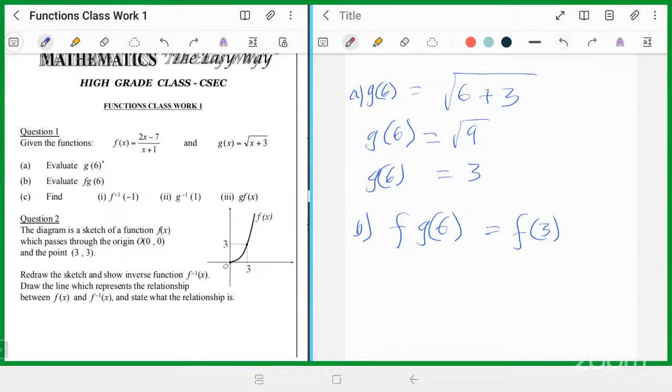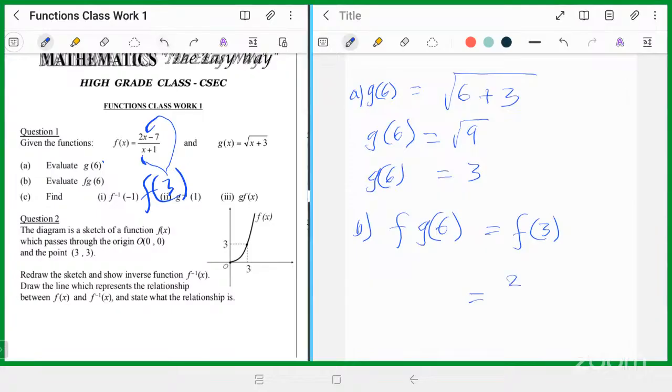So how do you get f of 3? f of 3 over here is now found by putting 3 in the f function, wherever the x is. That's how we find f of 3. All right, and then if we do that, we're going to end up with f of 3 being equal to 2 times 3 up here on the function.